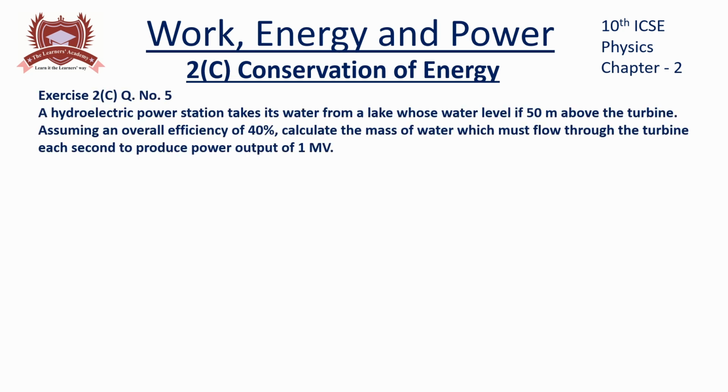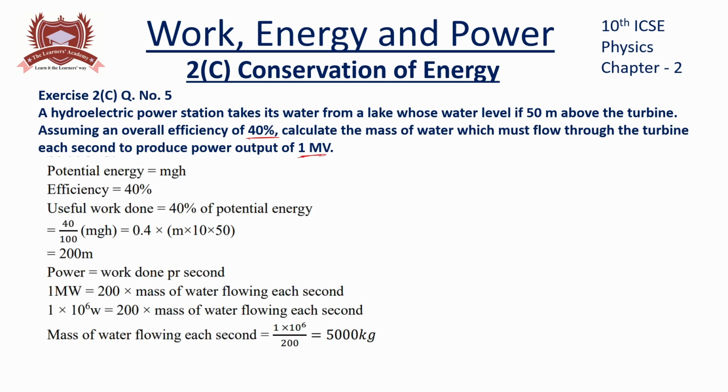The next thing that we have is about a hydroelectric power station. It takes its water from the lake whose water level is 50 meters above the turbine. Assuming an overall efficiency of 40%, now here you see our hydroelectric power plant is working only at 40% efficiency. That is 40% of the energy is actually used. So calculate the mass of water which must flow through the turbine each second to produce output of 1 megavolt. So we have an output of 1 megavolt to be produced.